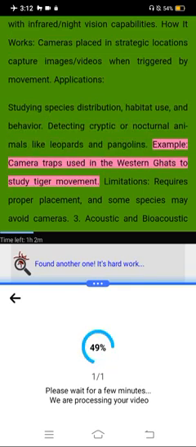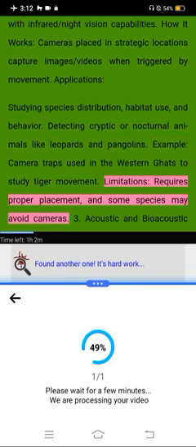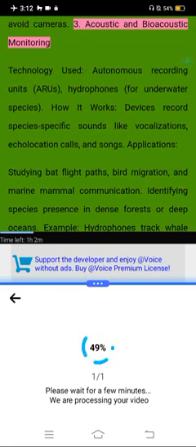Example, camera traps used in the Western Ghats to study tiger movement. Limitations: requires proper placement, and some species may avoid cameras. 3. Acoustic and bioacoustic monitoring.